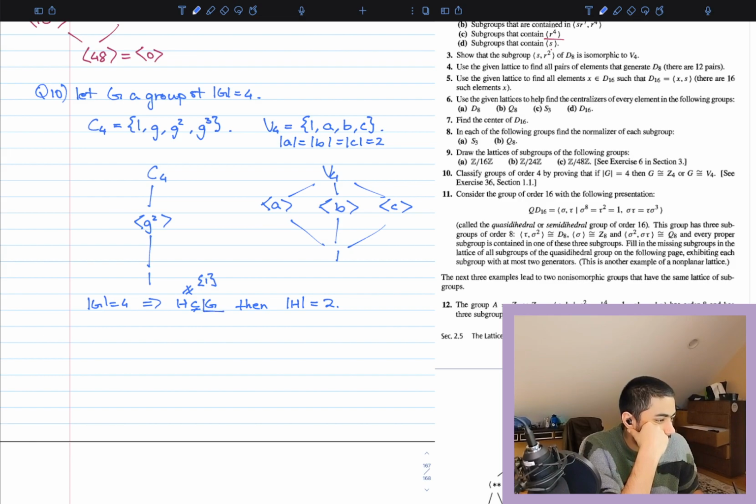So since this has size 4, this can have size 1, 2, or 4, because those are the things that divide 4. But we've already ruled out the case where it's just the trivial group, which is the size 1 case. We've also ruled out the case where it's equal to G, which is the size 4 case. So the only option left is for H to have size 2. Okay.